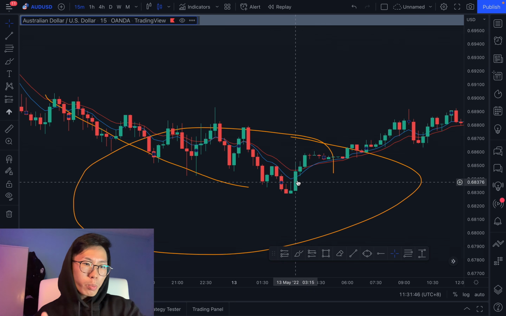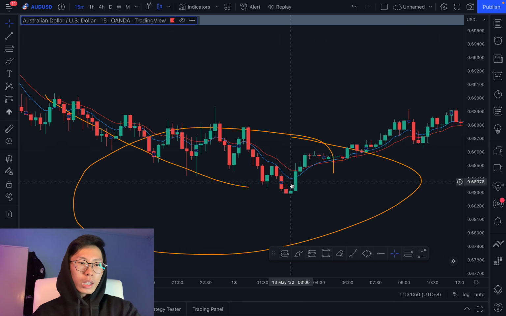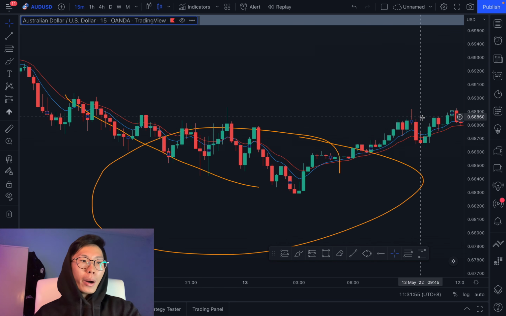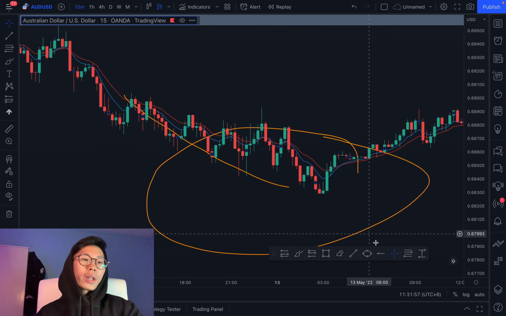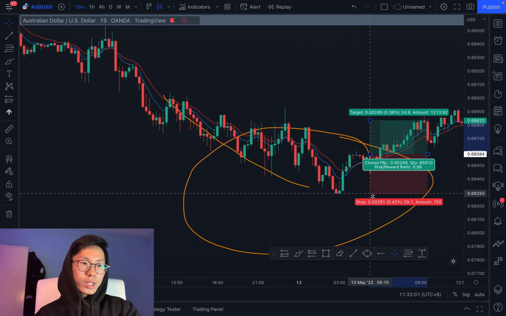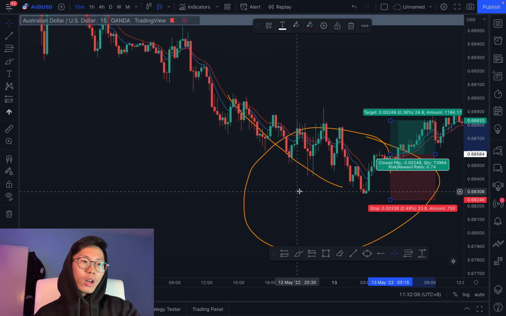Alright, so once price showed us this big green bullish engulfing candlestick and the moving average crossover right here, and now all the candlesticks are above the moving average, we can potentially enter for a buy position somewhere right around here. And then your stop loss, place it below this last lower low right here.